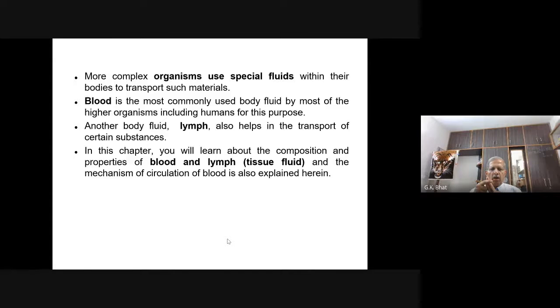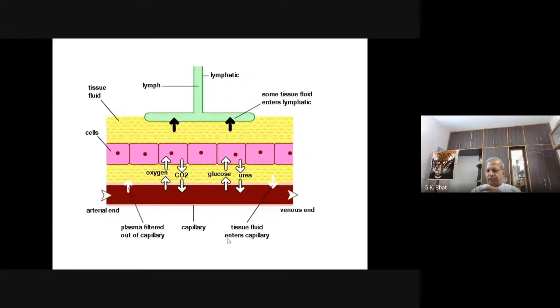So, in this chapter on body fluids and their circulation, we are going to study more about the composition and properties of the blood and the lymph, which is otherwise called a tissue fluid. And also, we are going to study the mechanism of circulation of blood. Let us start the details.